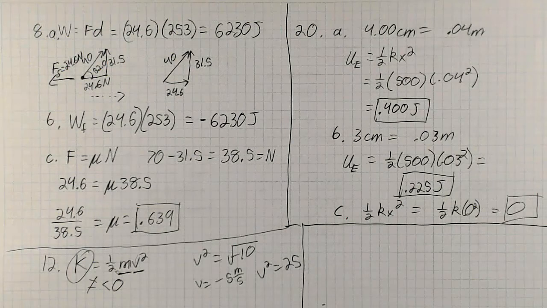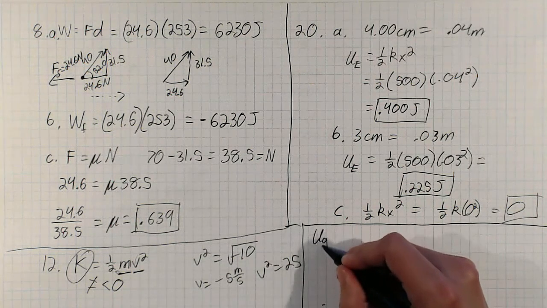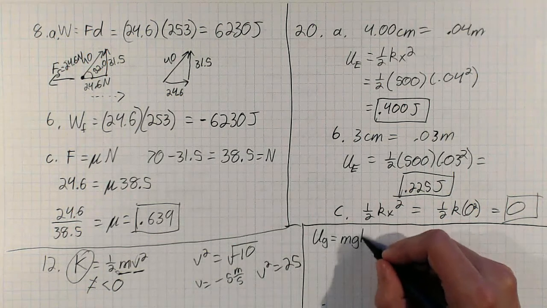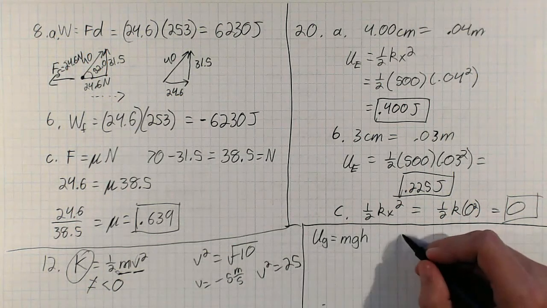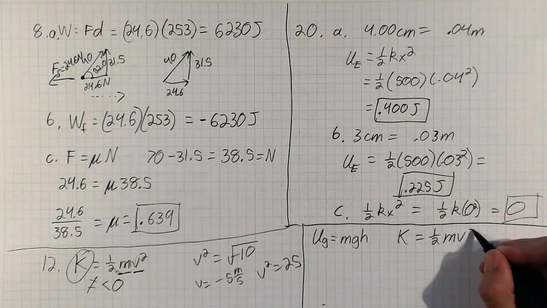The next question is question 23, which says, a ball is thrown straight up. At what position is its kinetic energy at a maximum? And at what position is its gravitational potential energy at a maximum? So let's look at what gravitational potential energy is and what kinetic energy is first. So gravitational is mgh, and kinetic is 1/2 mv squared.